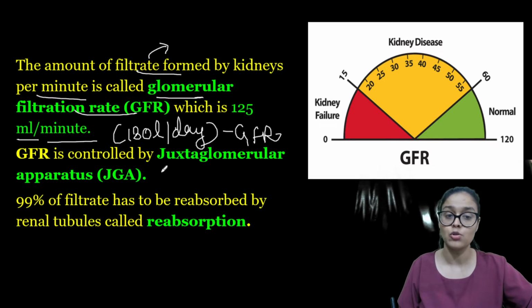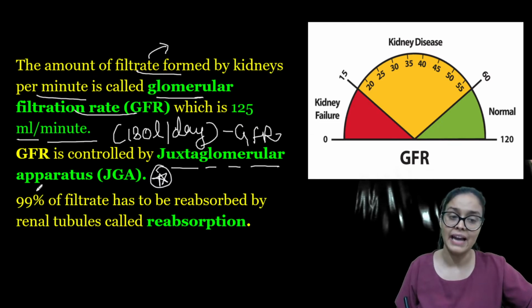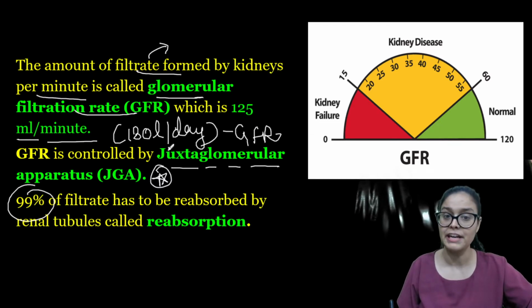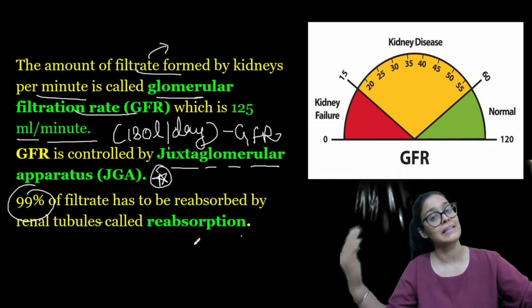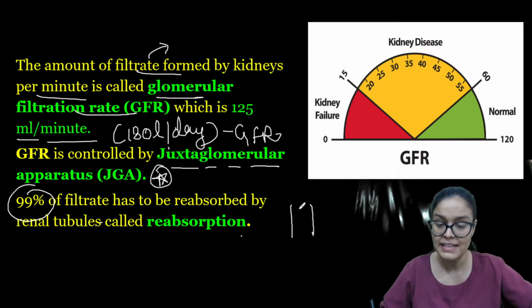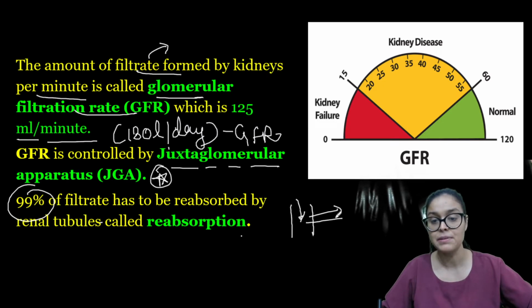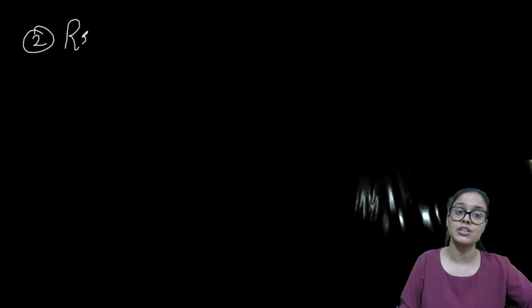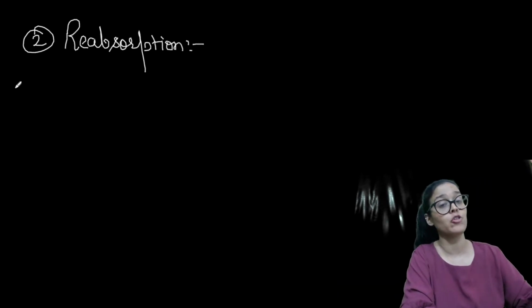But GFR is controlled by the juxtaglomerular apparatus. What is it? I'll be telling you, right? And obviously 99% of the 180 liters per day of filtrate will be reabsorbed. So whatever has been filtered out, obviously 99% goes back to the blood. That is known as reabsorption. So the second step we will be seeing is reabsorption, right? And remember, ultrafiltration is a non-selective process, meaning useful and non-useful things have all been filtered out. But now the useful things go back to the blood, right? So we will be seeing reabsorption.